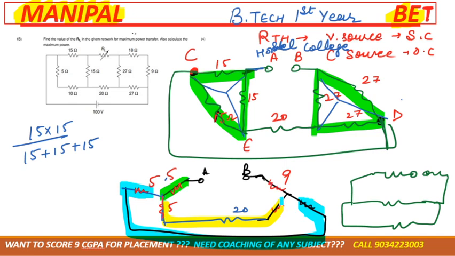They are connected through the same path, right? So it will become like this. Now this yellow one and blue one will become parallel with each other and then combined.